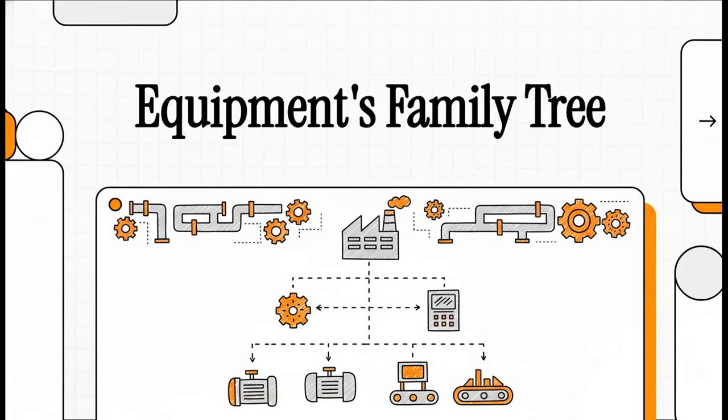All right, let's picture this. A massive factory, thousands of moving parts. You've got giant turbines, tiny little valves, and everything in between. How in the world do you keep track of all that, let alone make it all work together efficiently? Well, today, we're going to do just that. We're going to build your equipment's family tree by mastering the asset hierarchy.